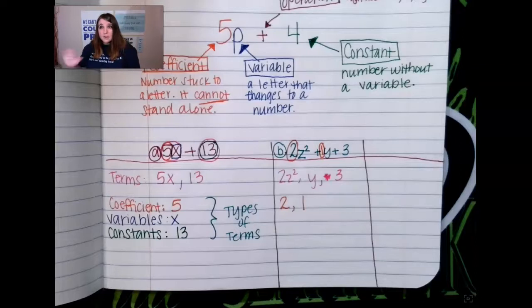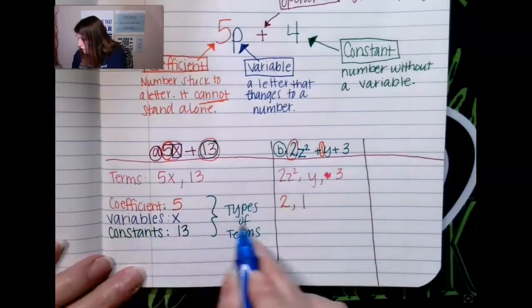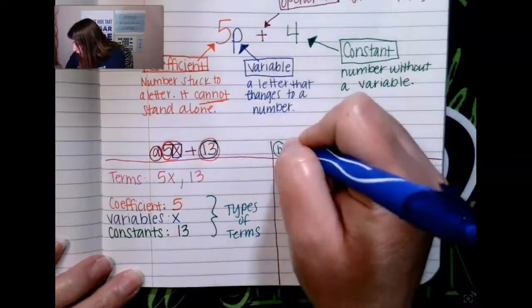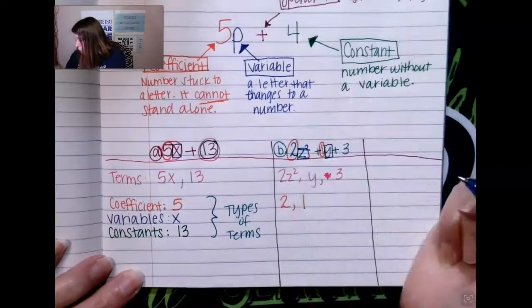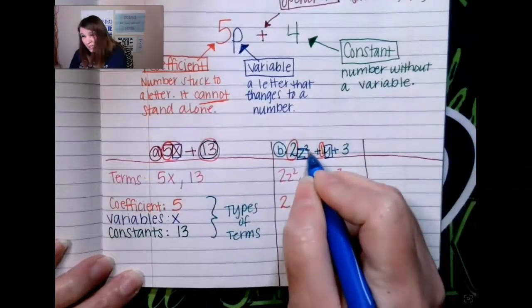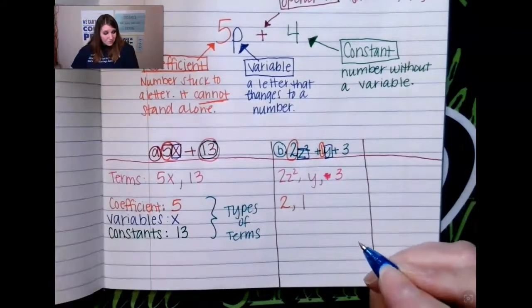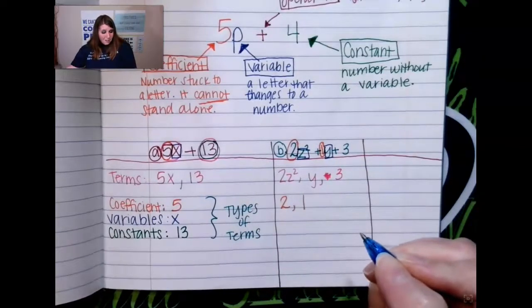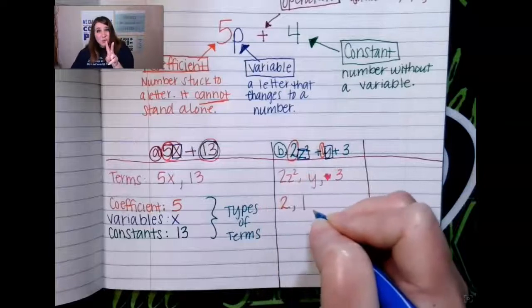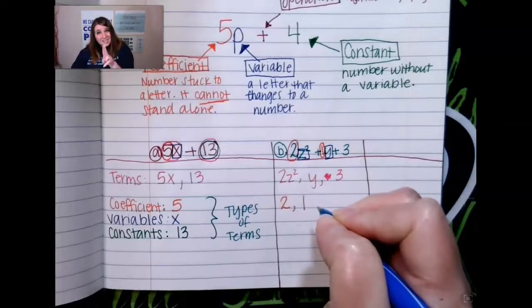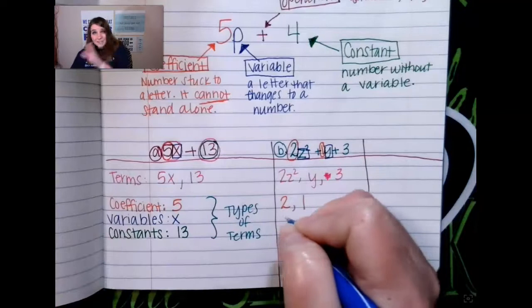Okay, any other coefficients? Numbers stuck to letters. I don't see any either. Okay, letters. Let's look at our variables. What variables do we have? Well, I see a z and I see a y. And it's squared, right? It's a z squared. So I'm going to put z squared because that means I have 2 z's. I mean, it's a z and a z.